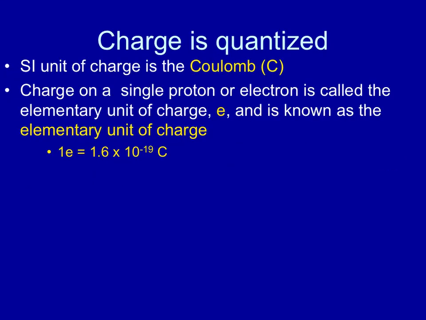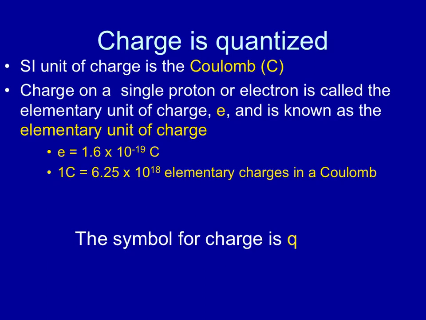Now, charge comes in distinct quanta, and more about that later. It's quantized. It comes in distinct amounts. The charge on a single proton or electron is known as the elementary unit of charge, and we use e for it. And 1 e, the charge on an electron, is equal to 1.6 times 10 to the negative 19th coulombs. It's also the charge on a proton, except for a proton it would be a positive charge. For an electron, it would be a negative charge, but numerically they are the same.